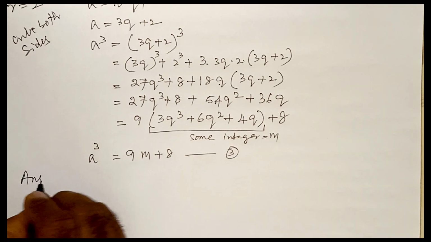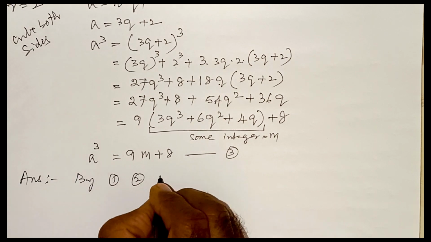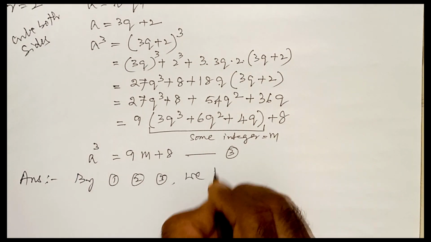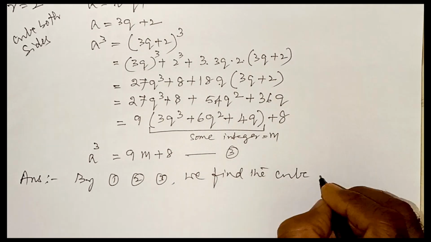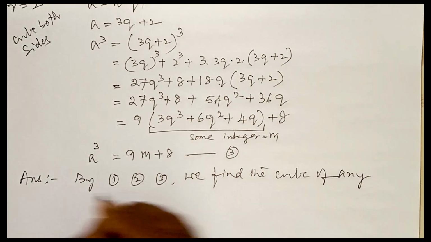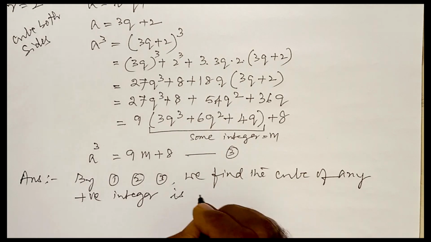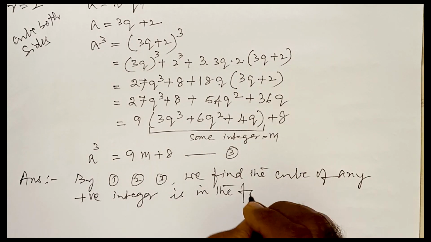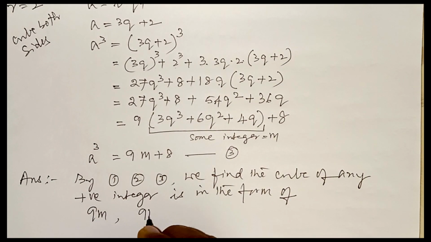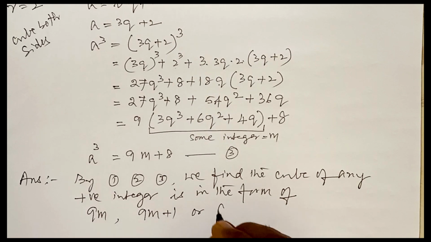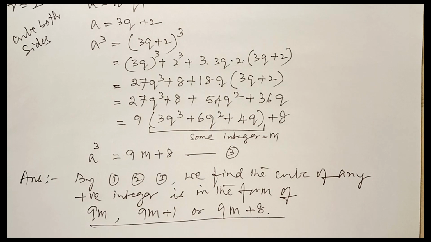The answer is, by observations 1, 2 and 3, we find the cube of any positive integer is in the form of 9m, 9m plus 1 or 9m plus 8. We have arrived at the answer.